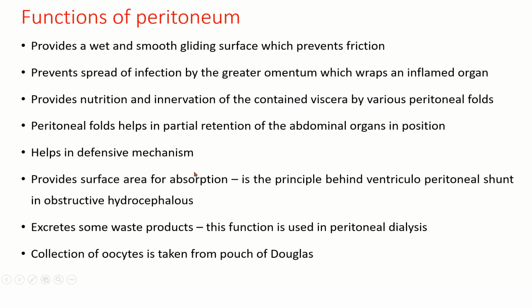Because the surface area provided by the peritoneum for absorption is large, it can also excrete some waste products. This function is used in peritoneal dialysis. Then a collection of oocytes is taken from the pouch of Douglas, by culdocentesis. So these are the functions of the peritoneum.